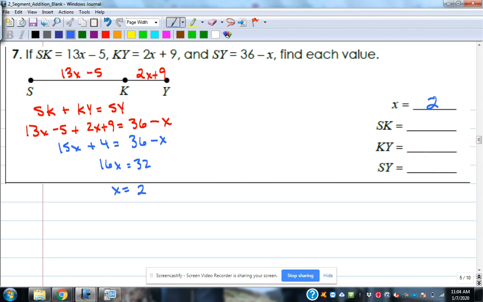So if x is equal to 2, SK would be 13 times 2 minus 5, which would be 21. KY would be 4 plus 9, which is 13. And then SY would be 36 minus 2, which would be 34. And the check here is to make sure that the two smaller pieces add up to be the same as the larger piece. So 21 plus 13 is 34, so it works there. That's nice. So nothing too strenuous about the work we're doing today. Really easy stuff to start with.